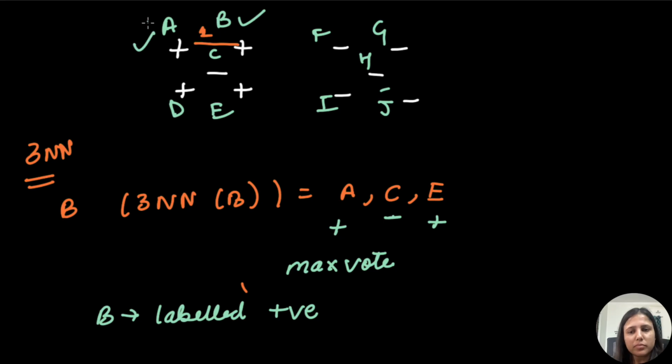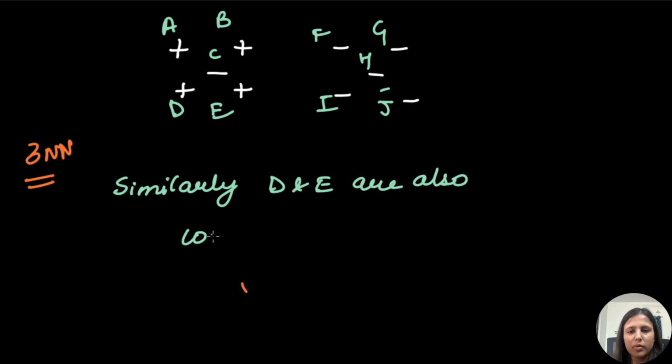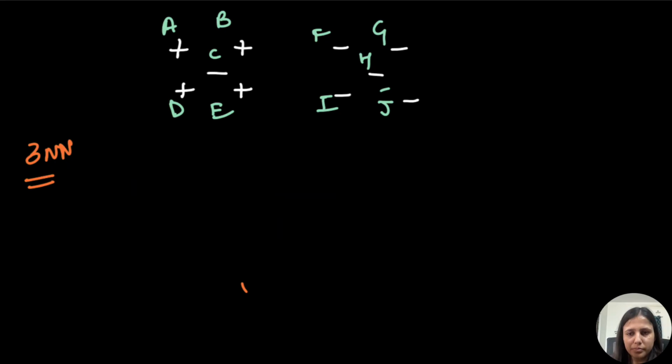Similarly, D and E are also correctly classified, right? So A is correctly classified, B is correctly classified, and D is classified correctly. Now let's come to C.